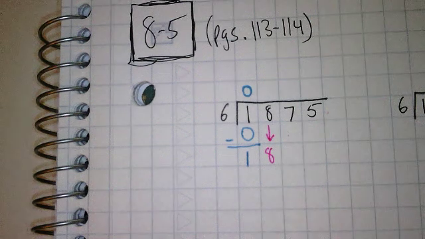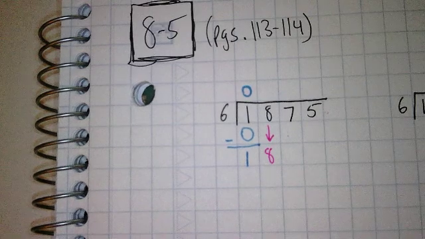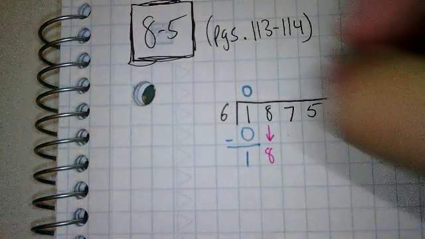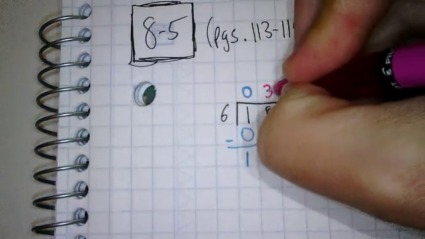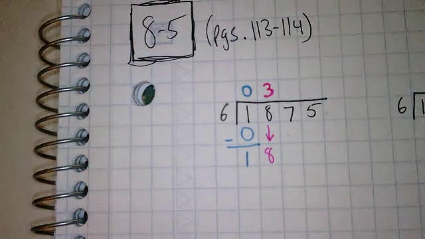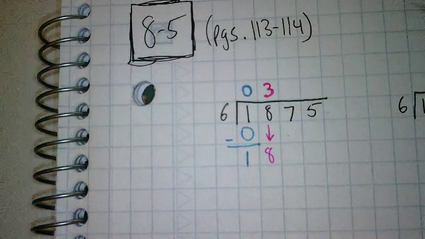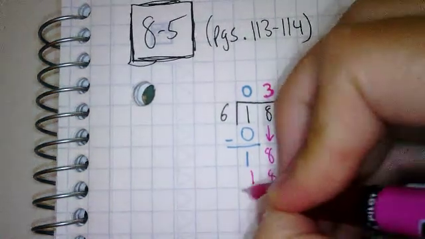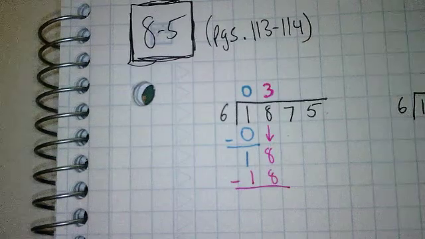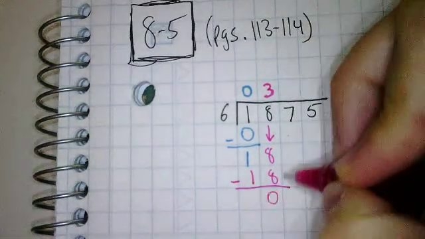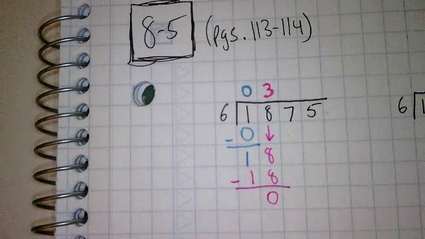18. So who can tell me how many times does 6 go into 18? Henry says 3 times. I like that. I'm going to write it up top. Then I can multiply. What is 3 times 6? 3 times 6 is 18. I'm going to subtract, and what do I get here? 0. I get a 0. Good. What's my next step?